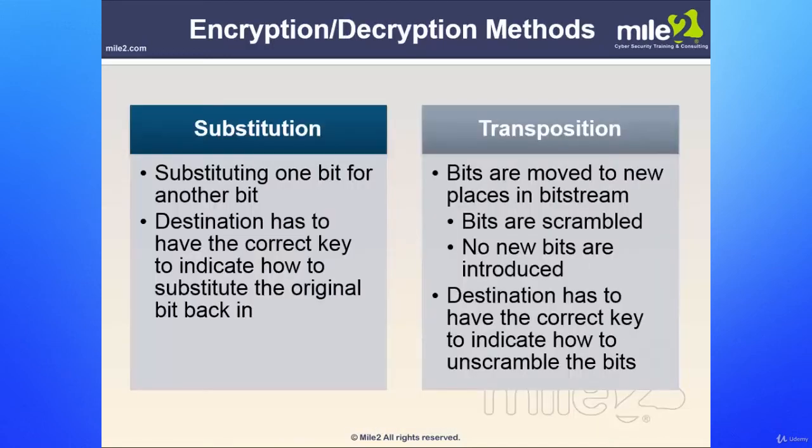So when it comes down to the encryption-decryption methods, again, we have substitution, which I mentioned, is one bit for another bit. The destination has to have the correct key to indicate how to substitute the original bit back in. If you remember back in the day, was it A Christmas Story, right, where the boy was playing with the decoder ring, something to that effect. We have the transposition, where the bits are moved to a new place in the bit stream. The bits are scrambled, and new bits are introduced. The destination then has to have the correct key to indicate how to unscramble the bits.